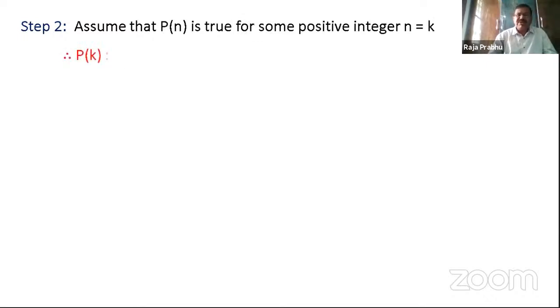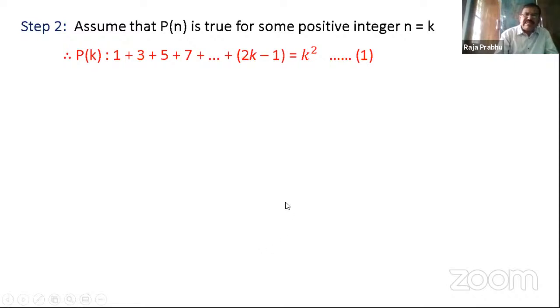So, let us assume in the second step, that is, assume that the statement P of n is true for some positive integer k, that is n is equal to k. So the given statement up to the nth term is 1 plus 3 plus 5 plus 7 and so on, up to the nth term will be 2n minus 1, which is equal to n square. Now here I am substituting n is equal to k, then the kth term will be 2k minus 1, which is equal to k square, just substituted k in the place of n.